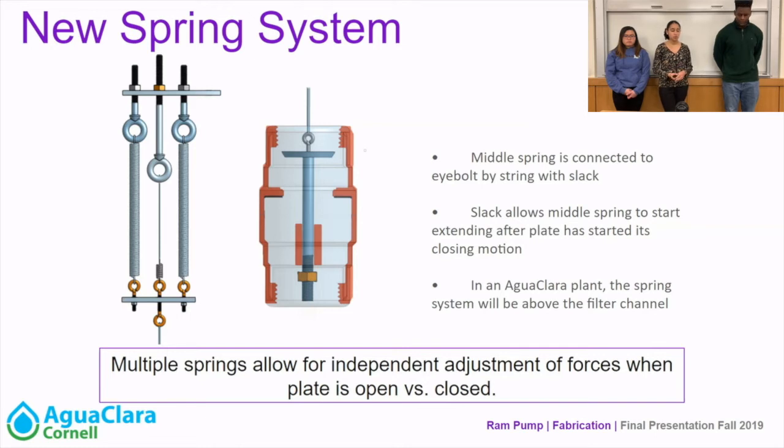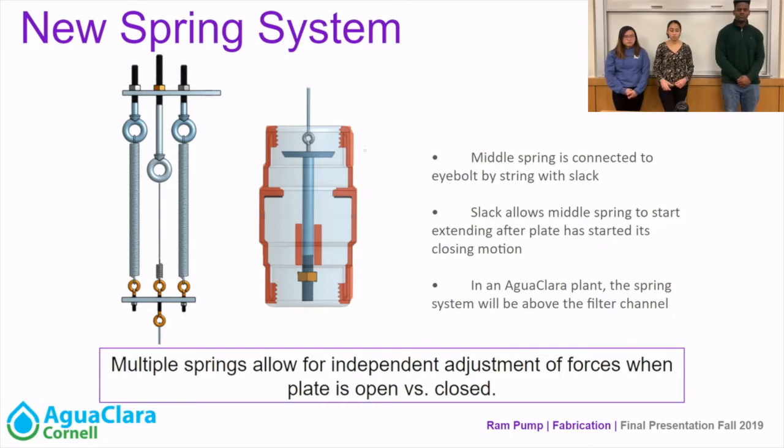Another main point of this new spring system was that it allows us to adjust the forces on the ram pump independently. So when the plate is open versus when the plate is closed, those forces from the springs can now be adjusted independently. And the way that this all works is that we have these two outer springs that are longer and weaker, and they're connected to eye bolts at the top and this bottom plate at the bottom.